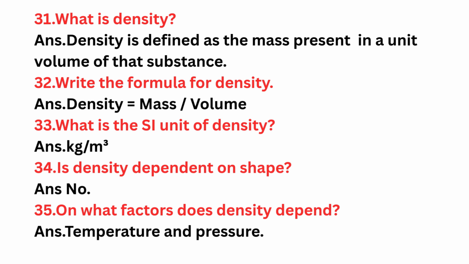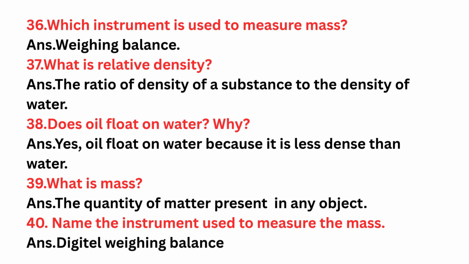Question number 34, does density depend on shape? Answer, no. Question number 35, on what factors does density depend? Answer, temperature and pressure. Question number 36, which instrument is used to measure mass? Answer, weighing balance. Question number 37, what is relative density? Answer, the ratio of density of a substance to the density of water is called relative density.